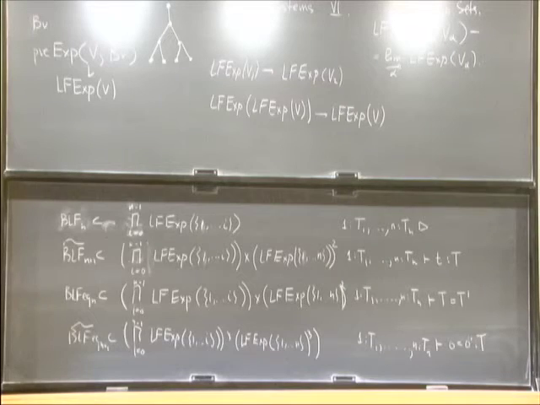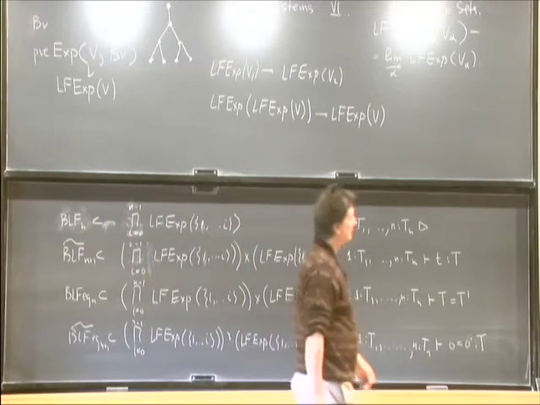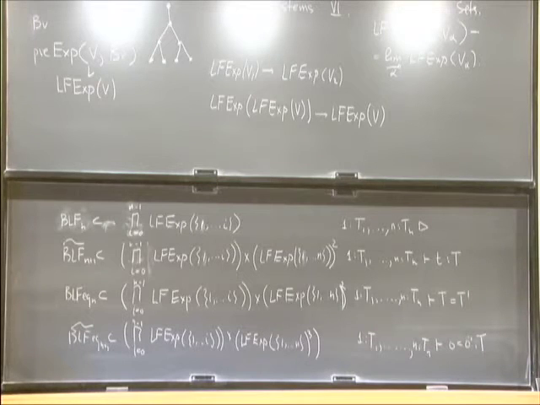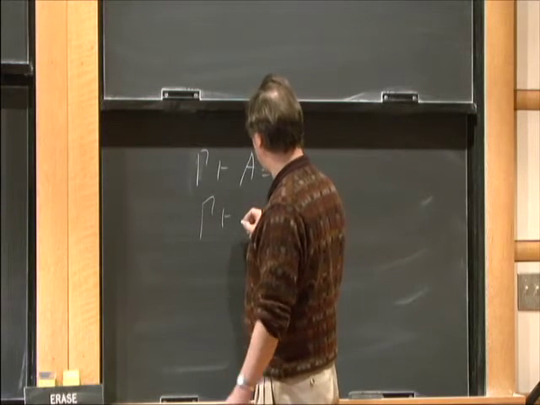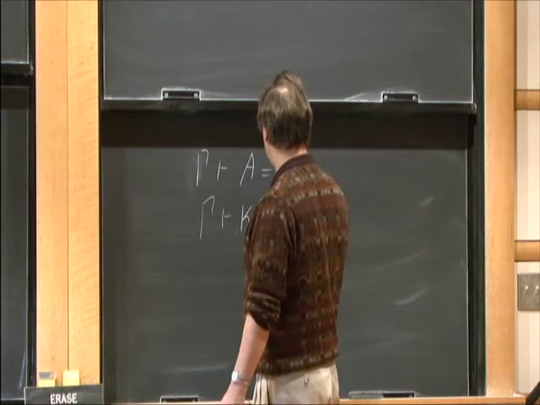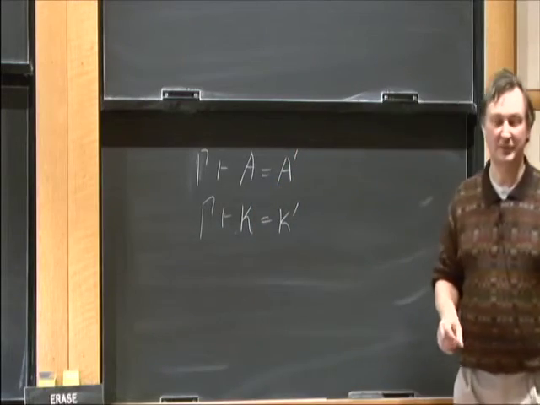Now, Bob has presented LF to us, and there was a larger variety of various judgments. Because kinds were distinguished from types, there was, for example, a judgment of the form gamma entails A equals A prime, where A and A prime are families of types. And there was a different sort of judgment, gamma entails K equals K prime, where K and K prime are kinds.